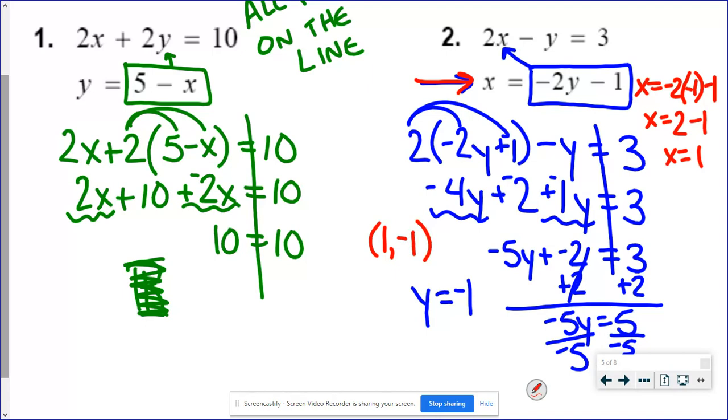And if we would check that with the other equation, top equation, 2 times 1 is going to be 2, minus a -1, 2 plus 1 is 3. Yep, that one works.